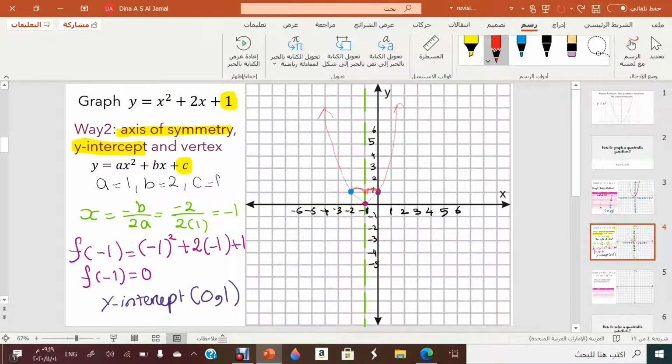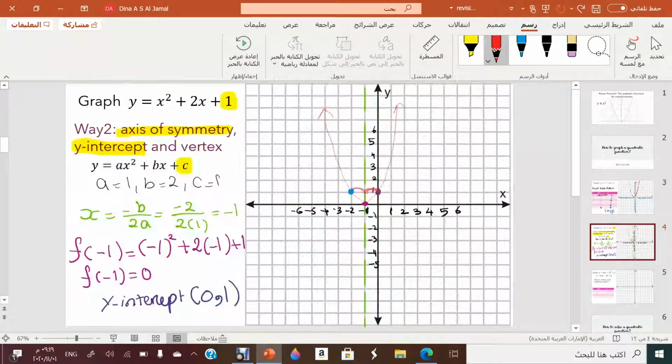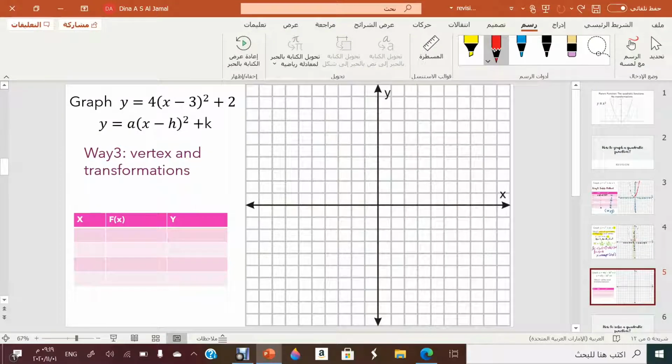That's it. Your graph must be much more accurate than this. Then, that was the first way, the table method. The second way, the axis of symmetry, y-intercept, and vertex method. Now, let's revise together. How can I graph whenever I'm having transformations applied?